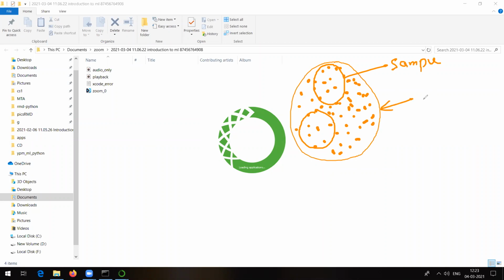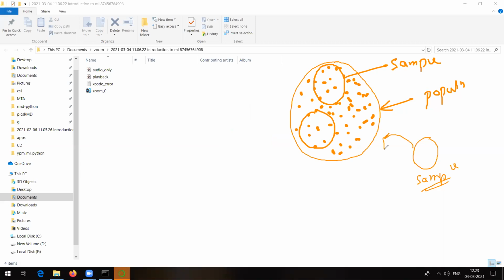Okay, this whole thing is called the population, and this small part is called the sample. Why do we work with a sample initially? Because if you directly start with the population itself, it's going to take a lot of time. That's why we just take a small part, a sample, and with the help of that sample we try to talk about the complete population.